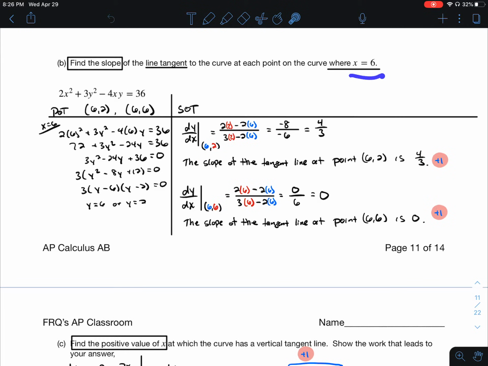Part B, find the slope of the line tangent to the curve when x is 6. Well, when x is 6, if you put 6 into this equation, you're going to find out that there are two values of y, 2 and 6. So there are two ordered pairs here.